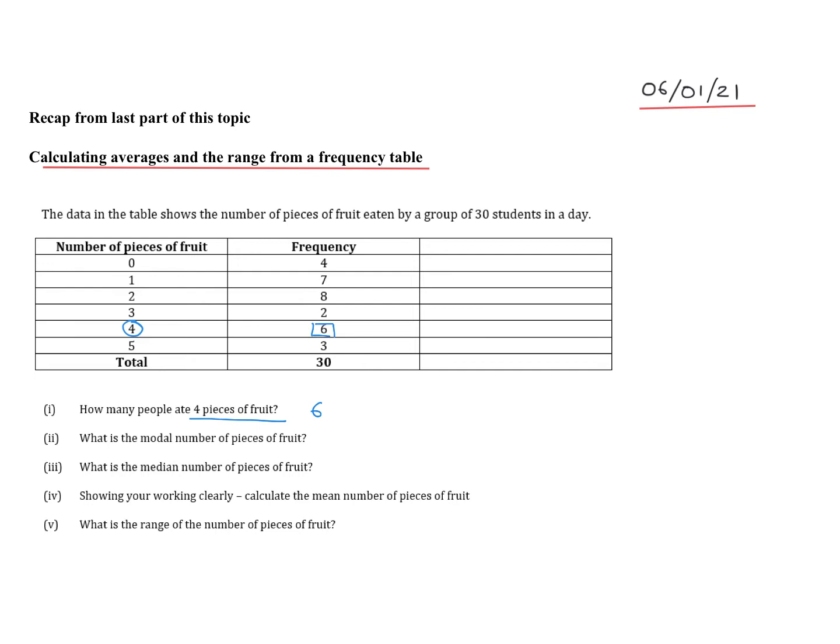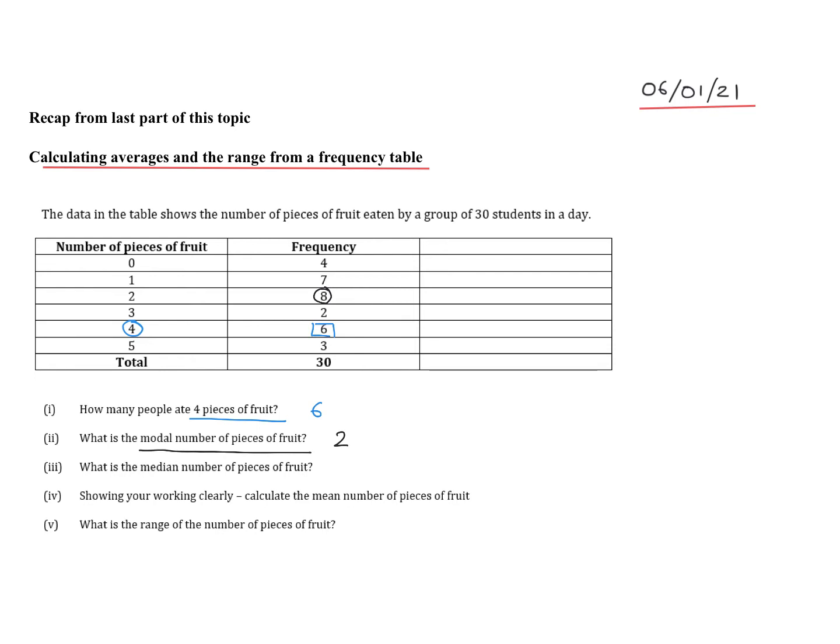Question number 2, what is the modal number of pieces of fruit? So what is the most commonly eaten number of pieces of fruit in a day? So which has the highest frequency? The highest frequency we can see is 8 over here, which corresponds to 2 pieces of fruit. So 2 is the mode.